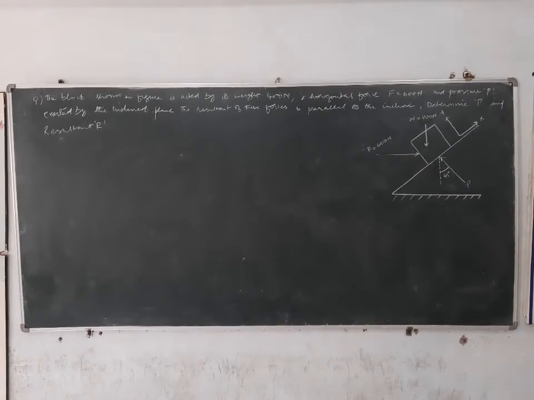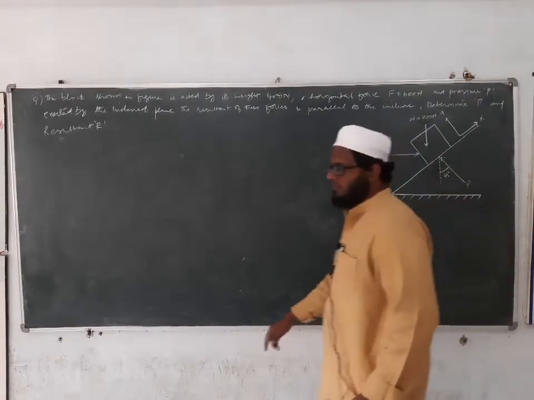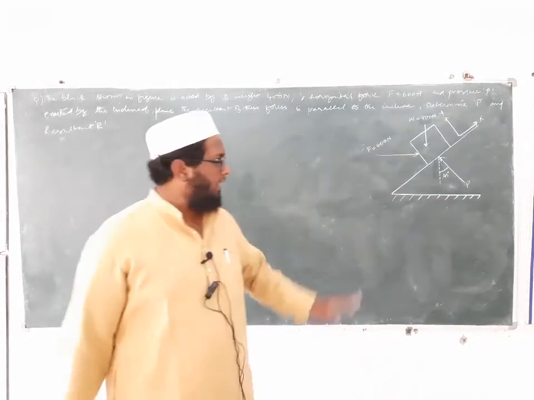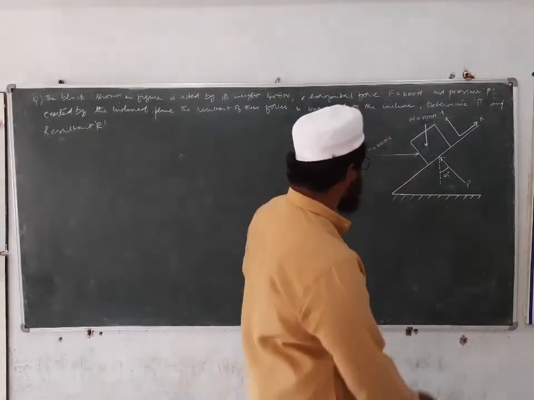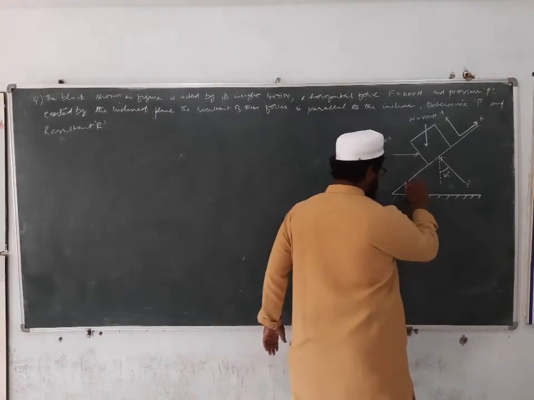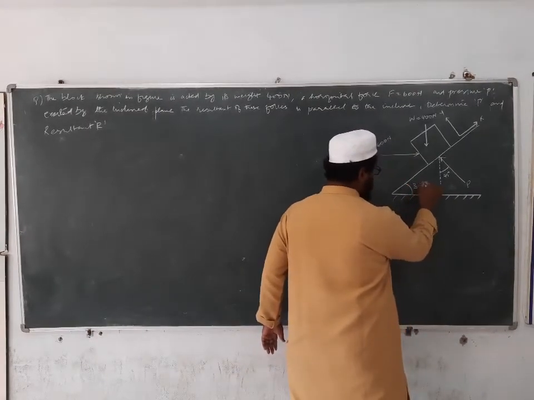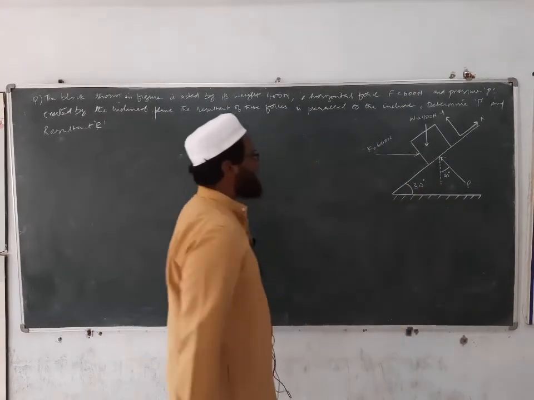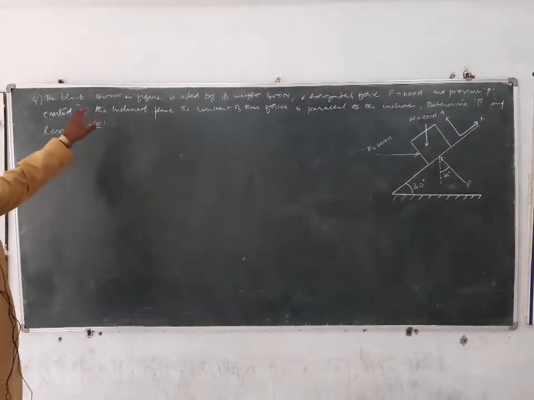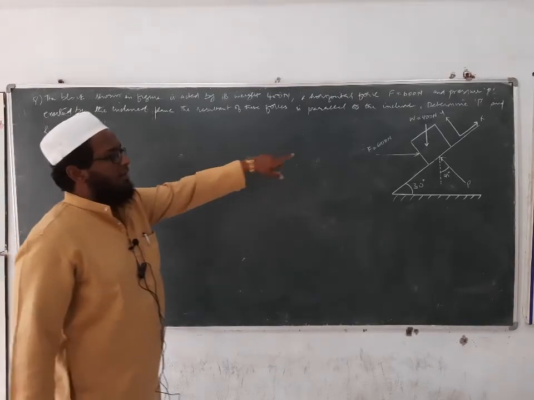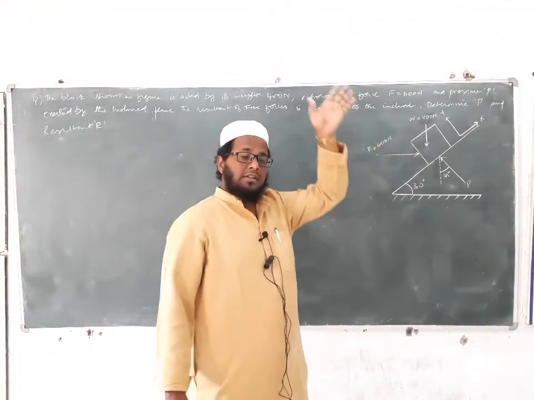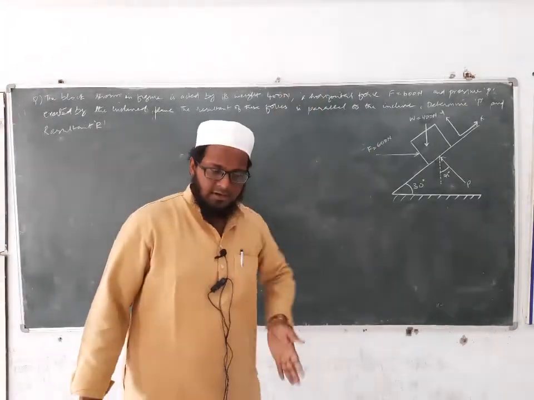So here we have one more problem. The block is resting on an inclined surface again, and the inclination of this one is 30 degrees. If you read the question very carefully, the block shown in the figure is acted upon by its weight, 400 Newton. The weight of the block, always remember, will act exactly in downward direction.